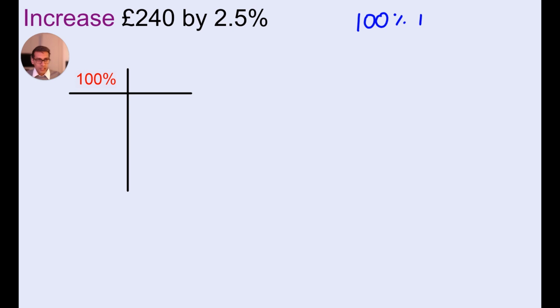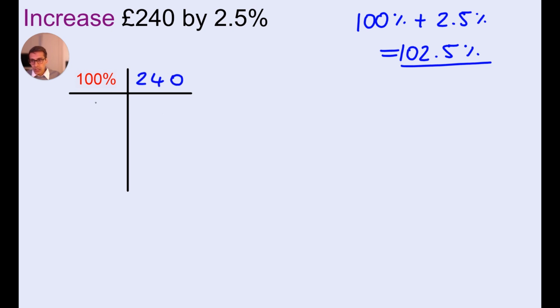100% plus 2.5% is 102.5%. That's what we need to work out. So if we get started with this, we're going to first start off with 100% is 240. We can work out 1%, which is, you're going to divide by 100, which is 2.4. 2% is double that. So double 2.4 is 4.8.